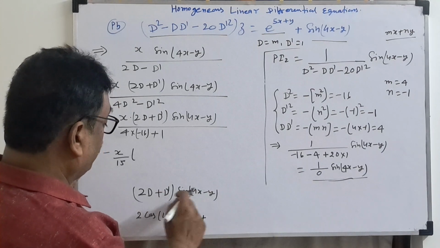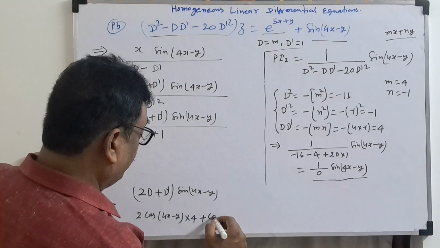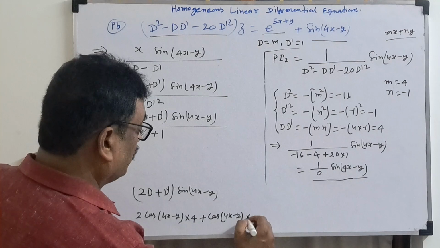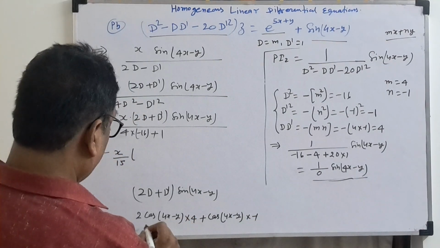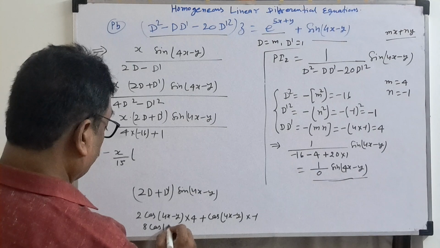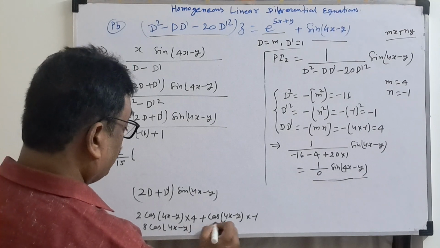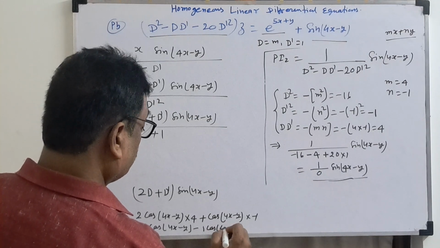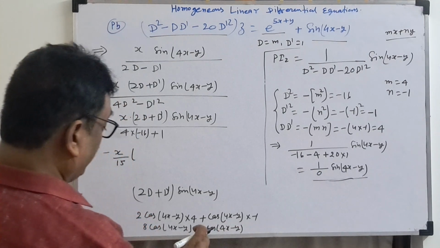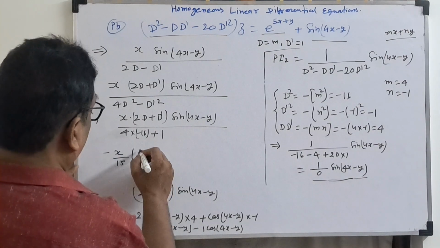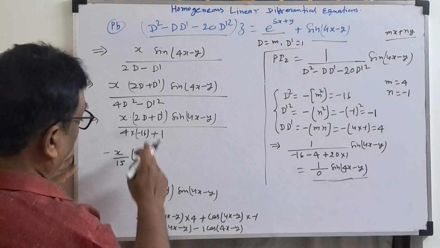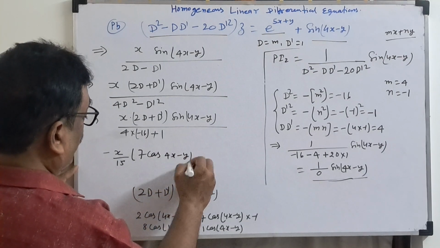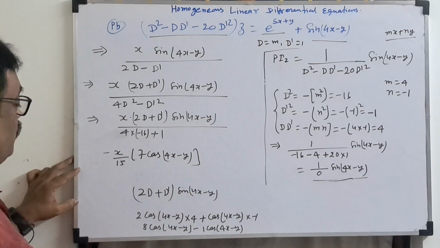Again plus D dash, so with respect to y. So sin differentiation is cos, as it is, that term you write. Then with respect to y, it is equal to minus 1. So what will come here? 8 cos(4x minus y), then minus 1 cos(4x minus y). So 8 minus 1, 7. So what we can write? 7. Directly I am writing this term here: 7 cos(4x minus y).